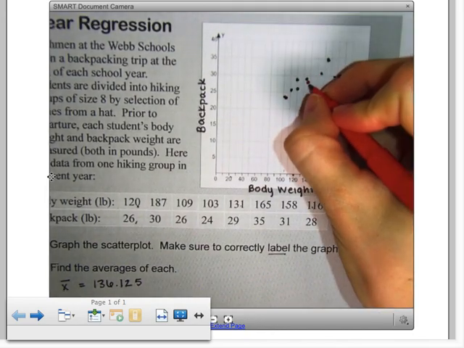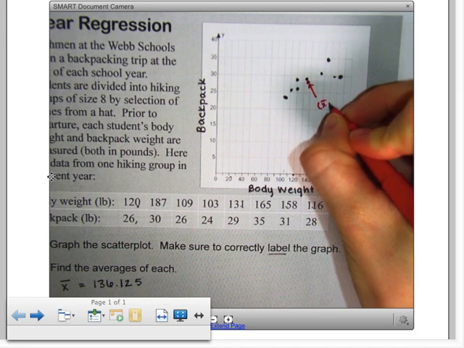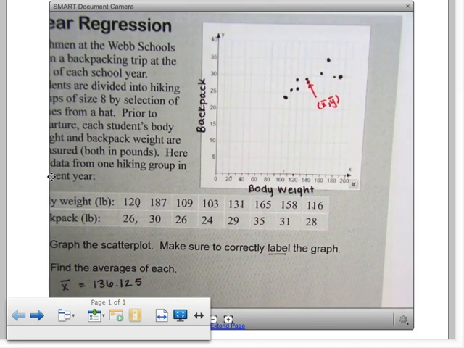And then I need to draw an arrow to it and say that this is X bar, Y bar. So anytime you graph your line of best fit in an example like this, you need to label X bar, Y bar in your graph.